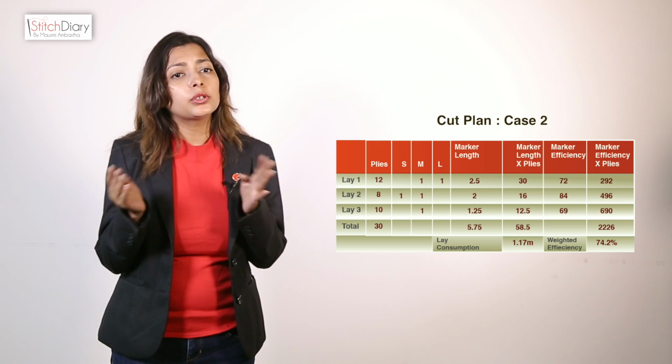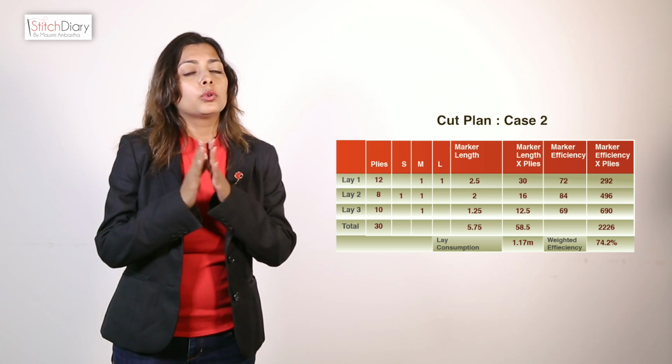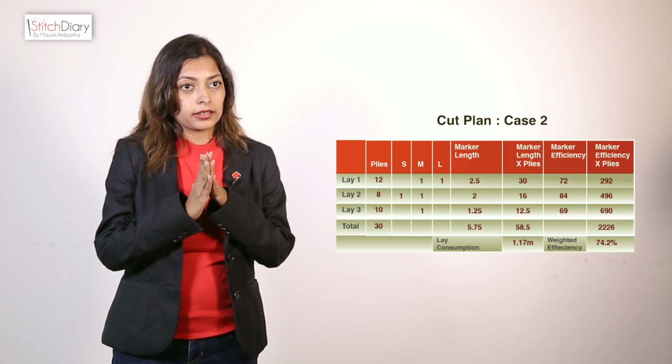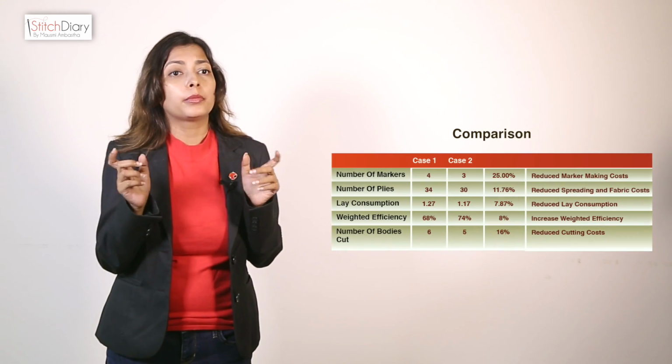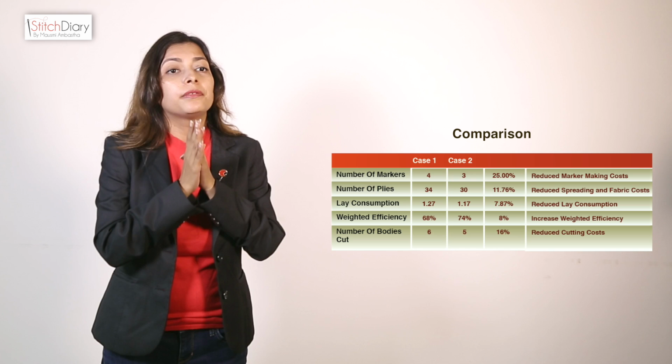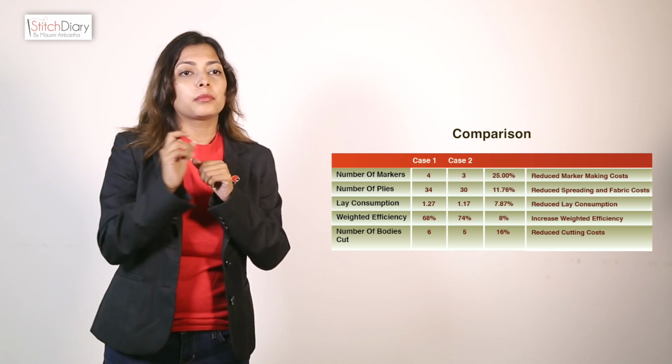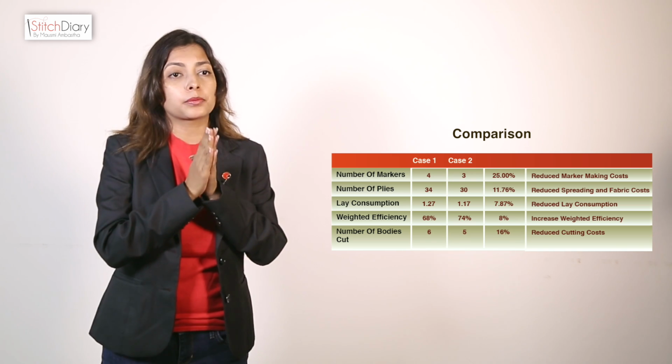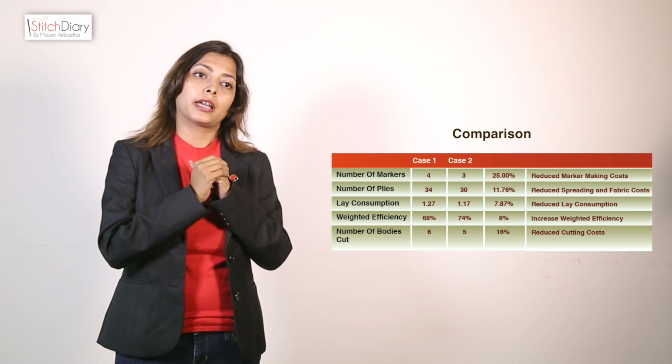Now when you look at the two cases, both of them look equally plausible and correct. Both the cases look correct and plausible, but did you see the difference? When we start monitoring every parameter closely, we can see a substantial difference between the two cut plans.